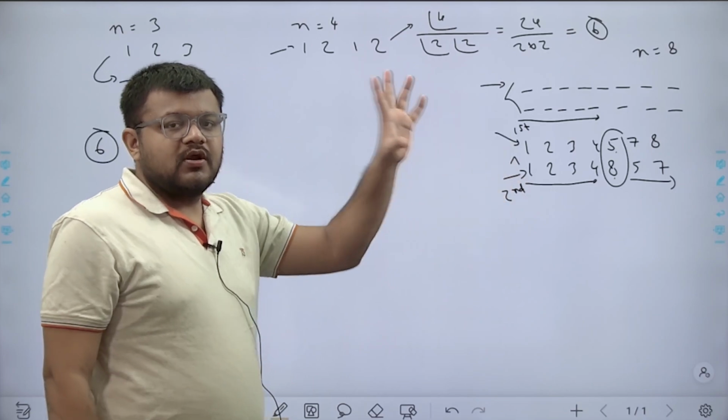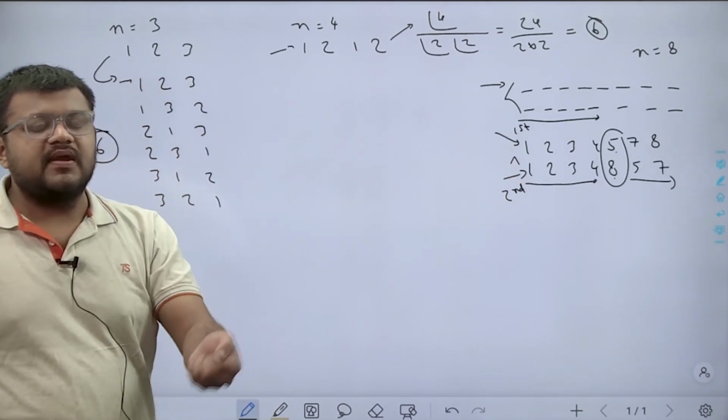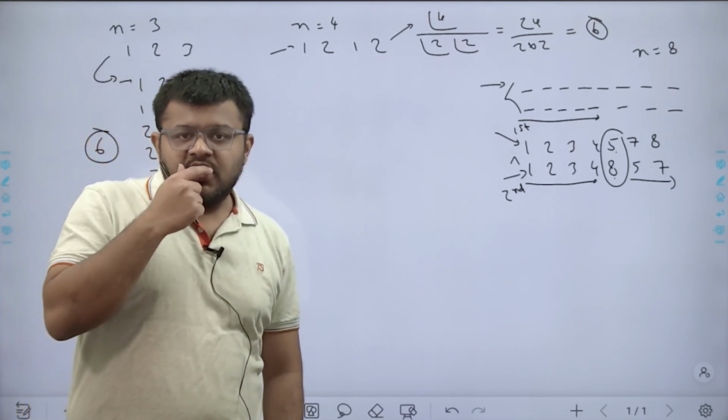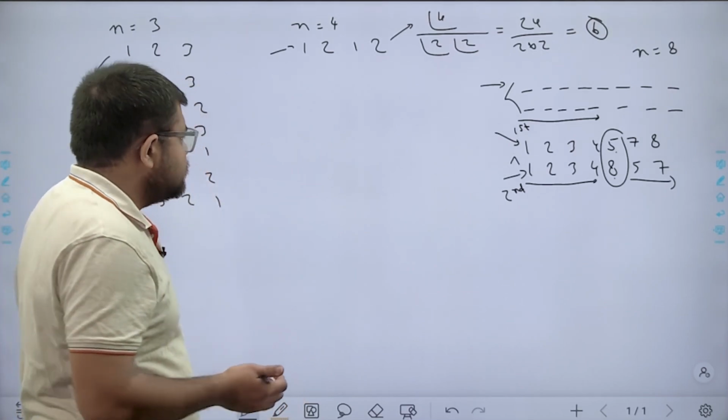Now we need to return all unique permutations and we need to return them in sorted order. So first of all, understand one thing. One way we can do this is by recursion.